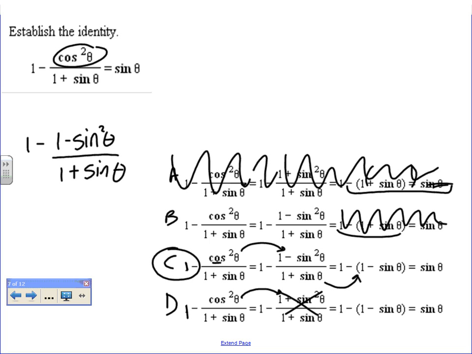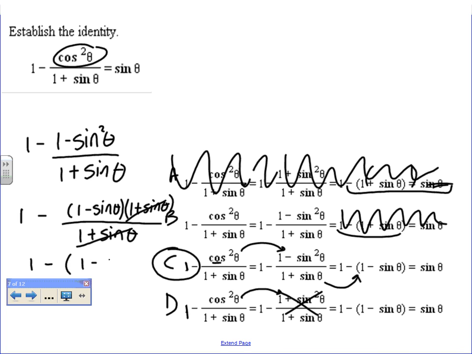But notice, and this may jump out at you now, 1 minus sine squared is a difference of squares. And so if you see something there, you can think, well, that probably means I could factor it. And that's exactly what they're doing. So I'm going to write this as 1 minus, and I'm going to factor 1 minus sine squared there to be 1 minus sine theta times 1 plus sine theta over 1 plus sine theta. And now 1 plus sine theta cancels there. And so that leaves us with 1 minus sine theta.